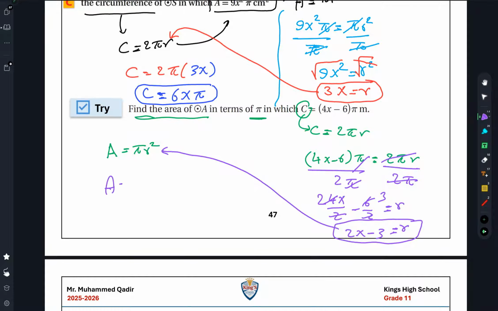So area equals pi times (2x minus 3) squared. And you can expand this one more. We can say A equals pi times (4x squared minus 2 times 2x times 3, which is 12x, plus 9). And you can distribute pi to all of them. That's going to be the answer.